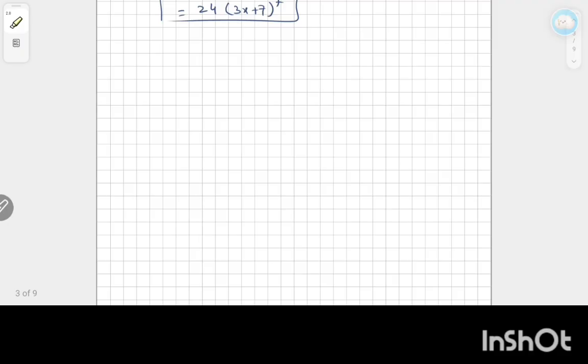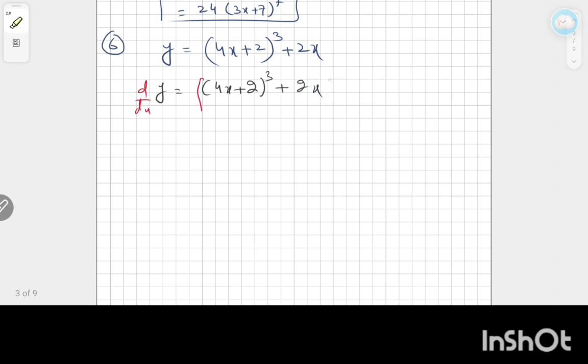The concept is regarding question number 6. The question is about y equals (4x plus 2) to the power 3 plus 2x. How do we solve this question? Here we will take the derivative on both sides, d over dx with respect to x.